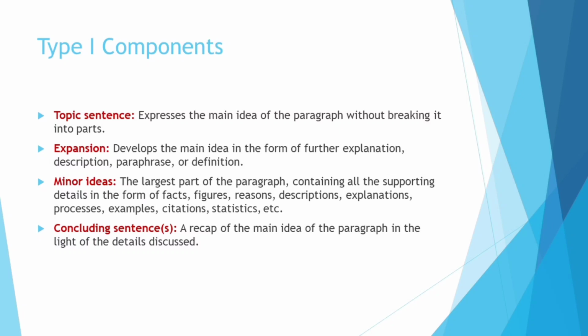So in type 1, these are the components that you have. You have a topic sentence at the beginning. You express the main idea of the paragraph in this sentence, but you don't break it into different parts. You just introduce the main part, whatever it is. Then after this one, you have an expansion, which is, depending on the length of the paragraph, 2-3 sentences, in which you are developing the main idea. This development may be in the form of more explanation or description or paraphrase, or perhaps you're giving a different definition. And then you have all the minor ideas.